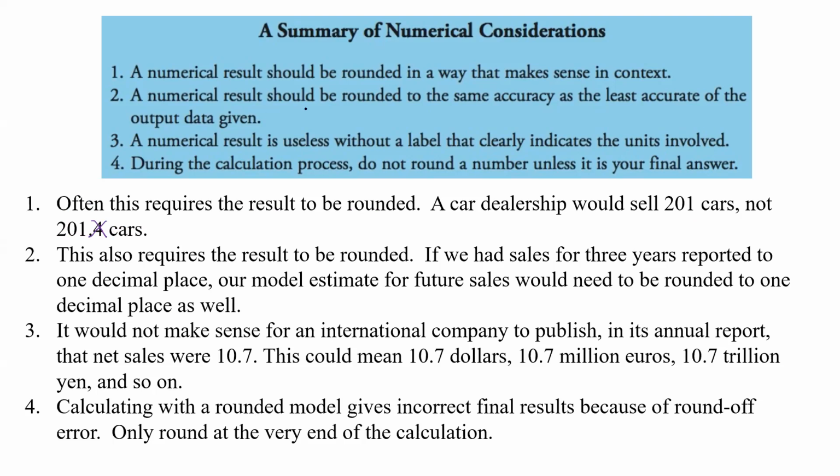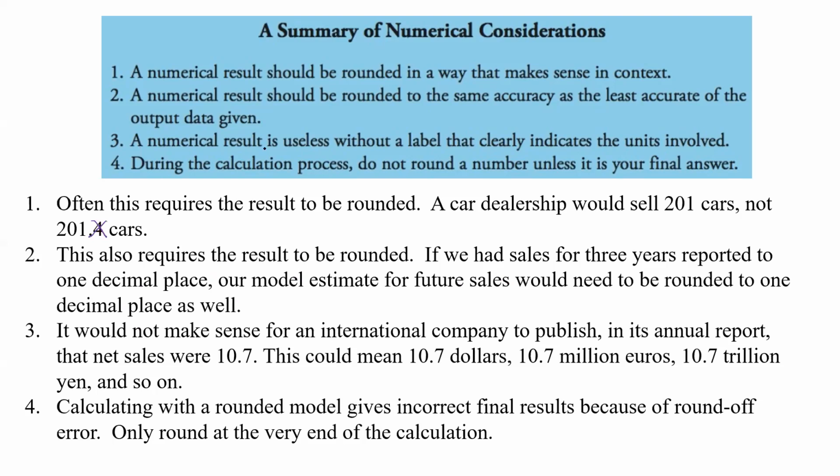Now, it also says the numerical result should be rounded to the same accuracy as the least accurate of the output data given. Okay, so this also requires the result to be rounded. If we had sales for 3 years reported to 1 decimal place, then our model estimate for future sales would need to be rounded to 1 decimal place as well. Okay, so now we're learning this after we've done those other examples. So now we should probably go back and look at our examples and say, hey, where were they rounded to, and do the same thing. But this is kind of to show you our learning process. We start with one thing, we go to the next thing, and then we can refine where we're at and what we can do when we continue on from there.